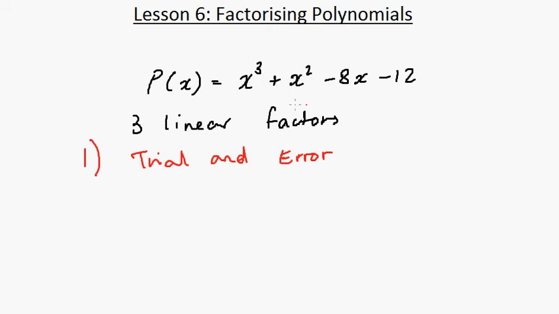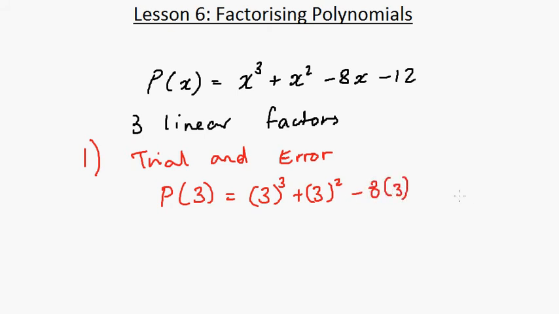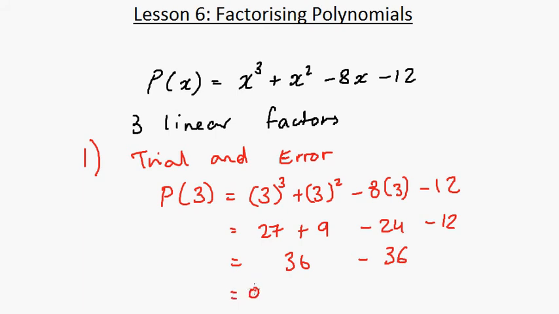If you plug a number into this function and it equals 0, there's no remainder, therefore it's a factor. So let's plug in 3. Let's do P(3). So x is now 3. We have 3 cubed plus 3 squared minus 8 times 3 minus 12. Simplifying, this is 27, this is 9, this is 24, and this is minus 12. 27 plus 9 is 36, and minus 24 minus 12 is minus 36, which equals 0.